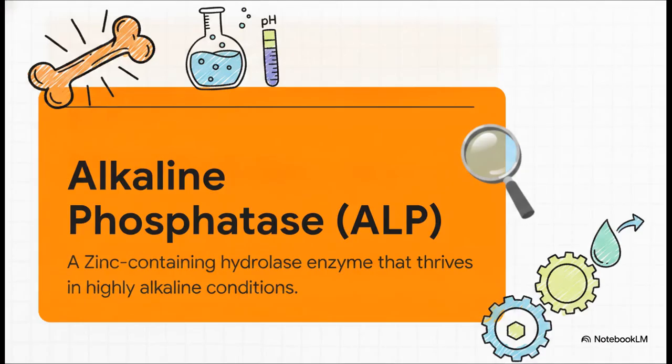Now, instead of getting totally lost in textbook jargon, I want you to just think of ALP as a highly specialized biological tool. Specifically, it's a hydrolase enzyme, and it's powered by a zinc core. And exactly like its name suggests, it operates best in a highly alkaline environment, really thriving at an optimum pH of right around 9 to 10.